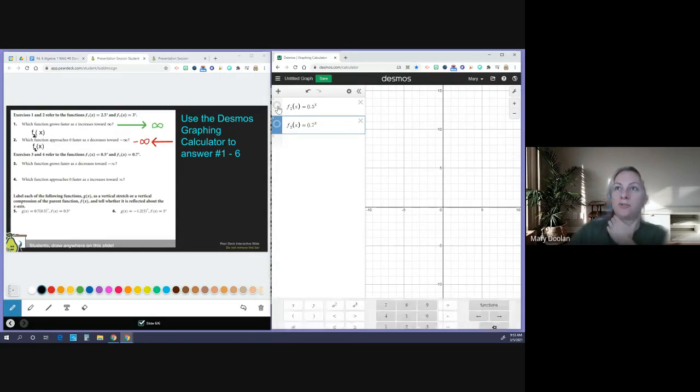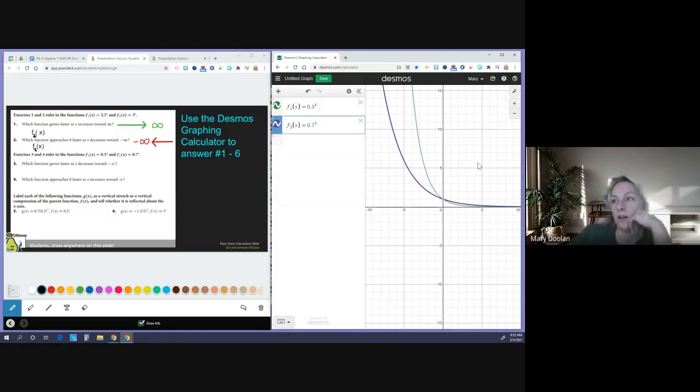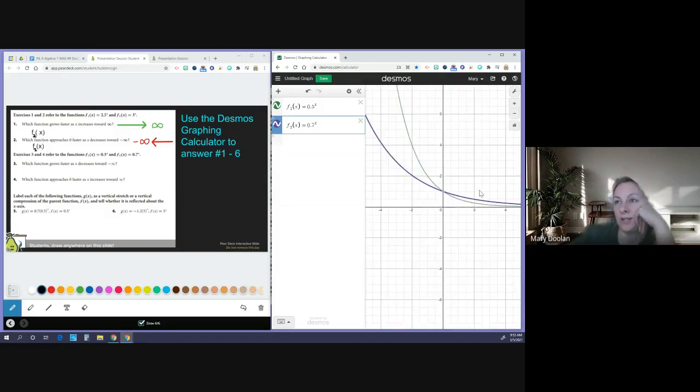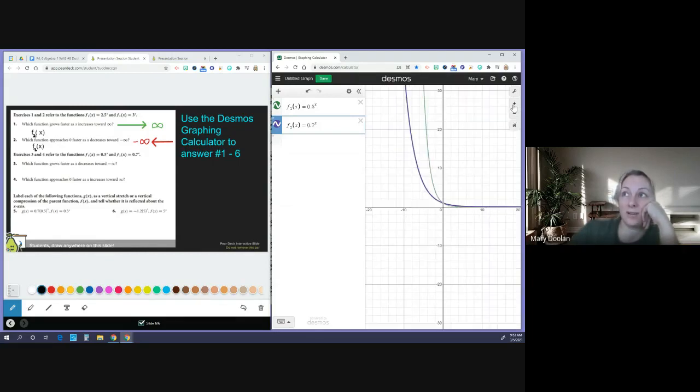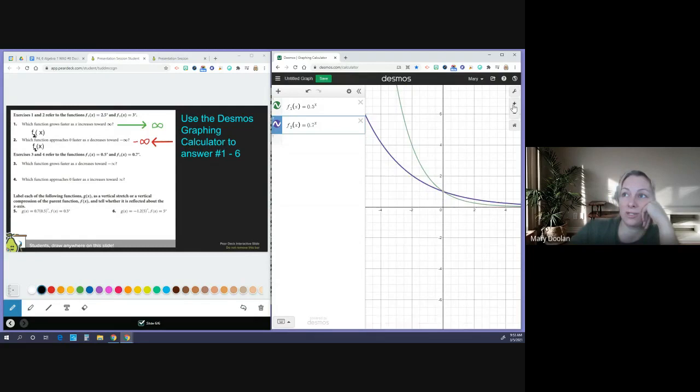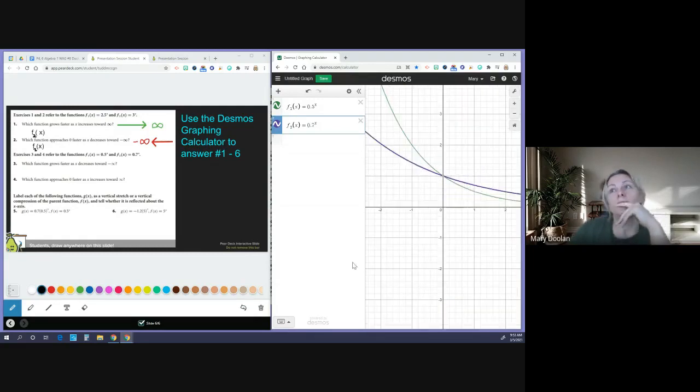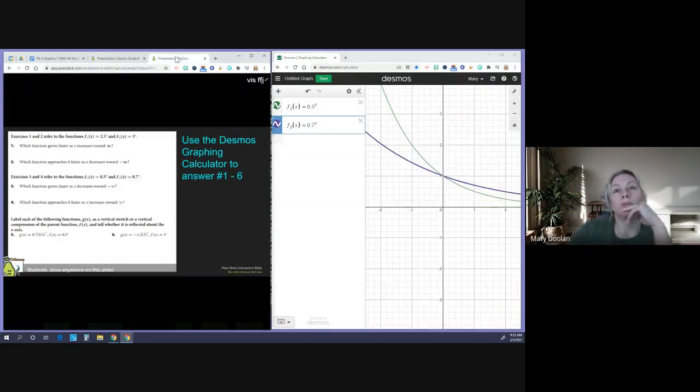What you should have when you graph these two functions, f sub 1 of x is that, f sub 2 of x is this. You may have different colors, and so your picture should generally look like mine right here. Depending on what level of zoom you're on, it might look a little bit different. If I zoom out, you don't see as much as when you zoom in. Let's see what we came up with for number 3 and 4.